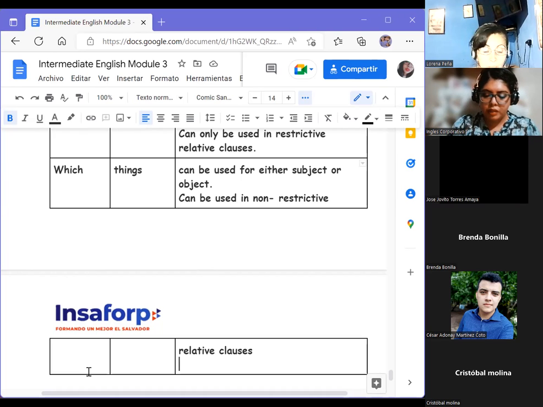So some people don't like this use. So in this case, it is not very common to use which in restrictive relative clauses because people don't like to do that, but it is information that we have about this pronoun.